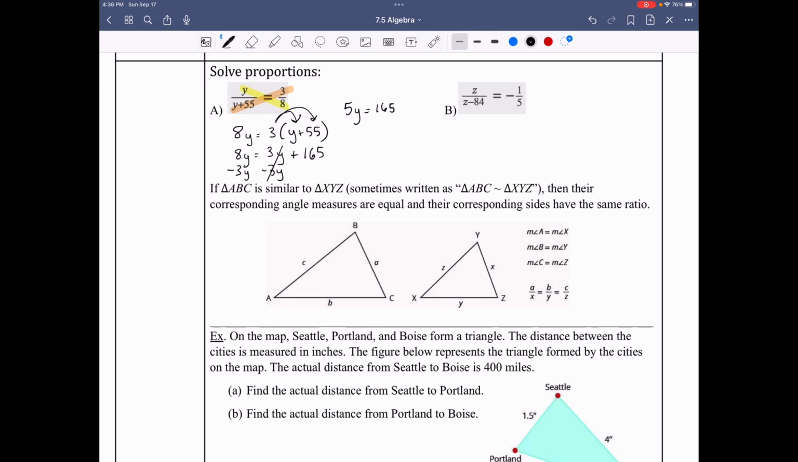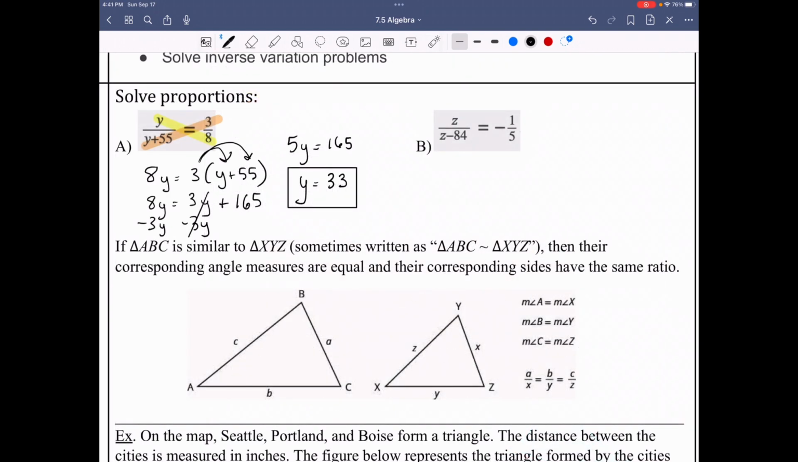Divide both sides by 5. y equals 33. You could check that by putting y back into the problem. Now I would like you to do B in your groups on the whiteboards. In your groups, you should have gotten z equals 14.